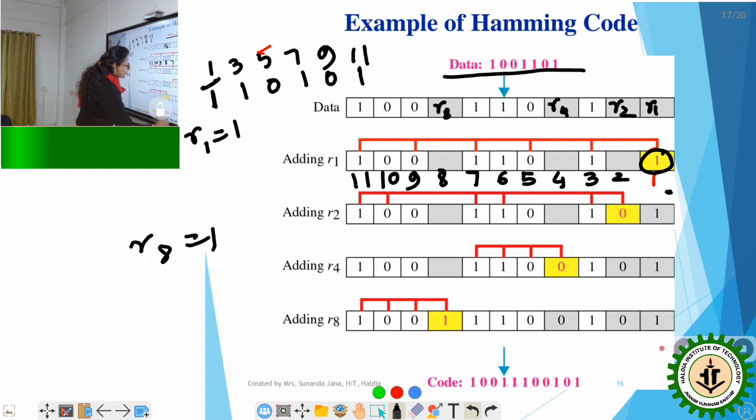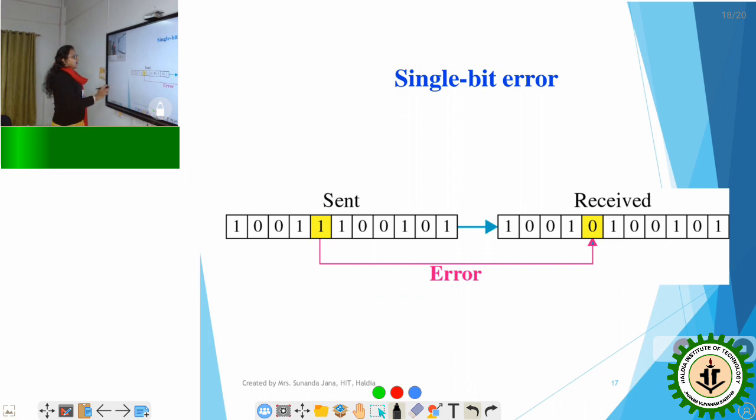This is the code which the sender has generated, and from the sender side, the sender will send that particular code to the receiver. Now at the receiver end, as I have already told, if no error is there, then when the checker checks on the receiver side, it will generate the values as all zeros. But if there is any error, then it will detect the position of the error.